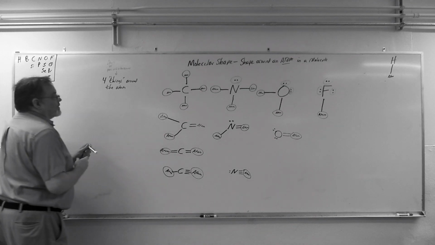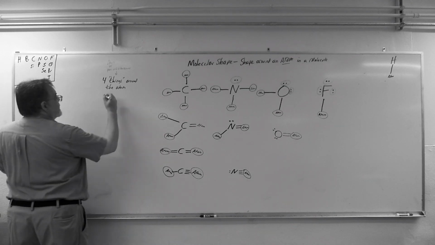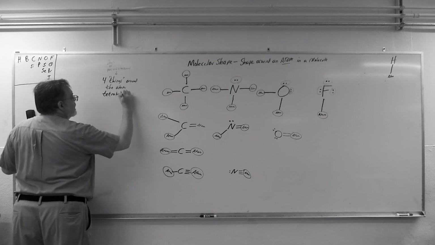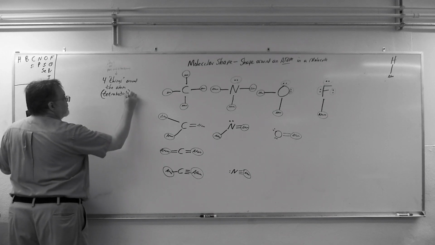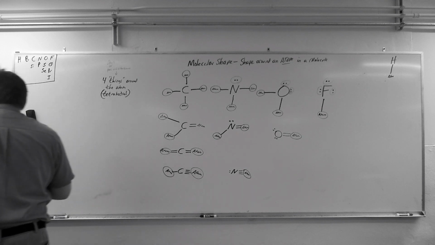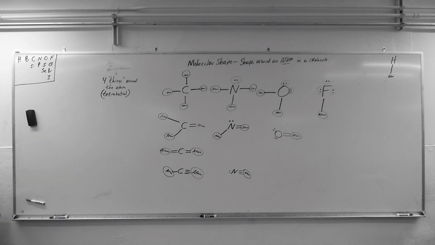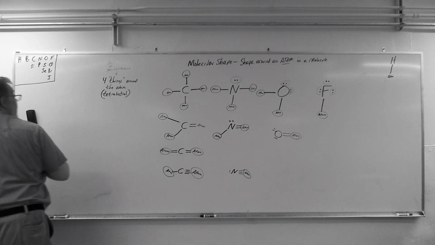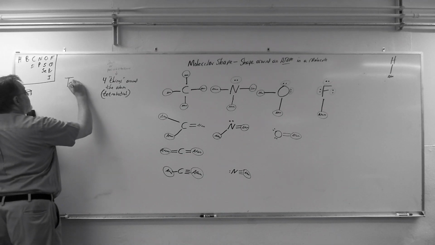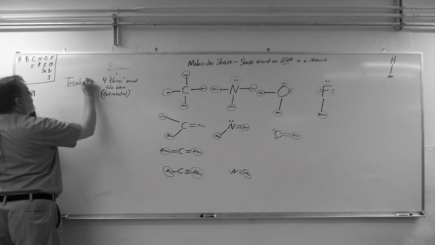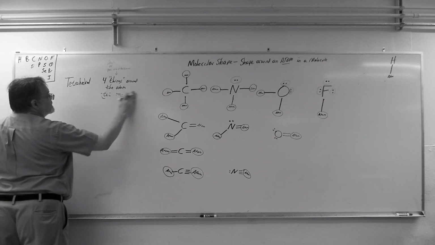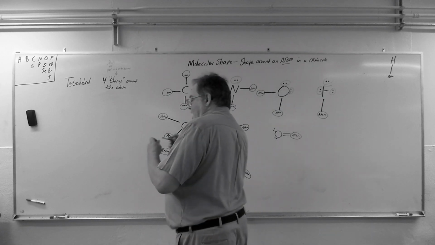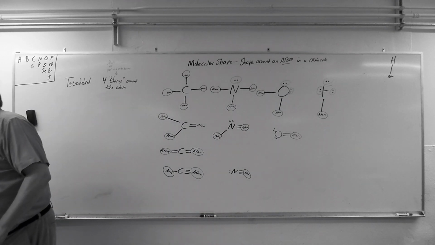When there are 4 things around the atom, we call that tetrahedral. And that's the main point, really. I should have put it in parentheses, but it's insignificant. That means tetrahedral. All of these atoms in that particular bonding state we call tetrahedral.